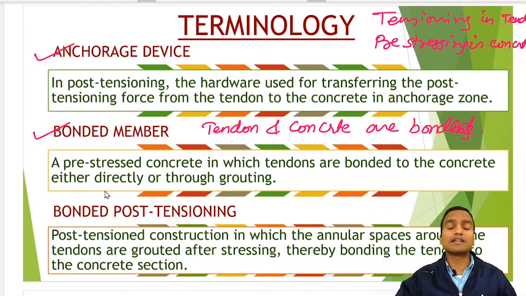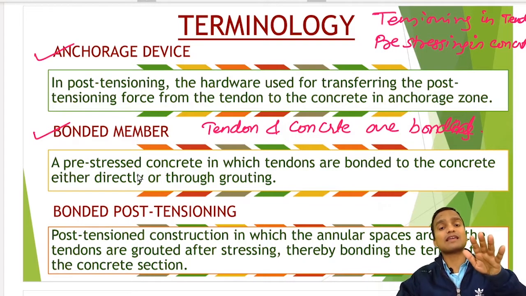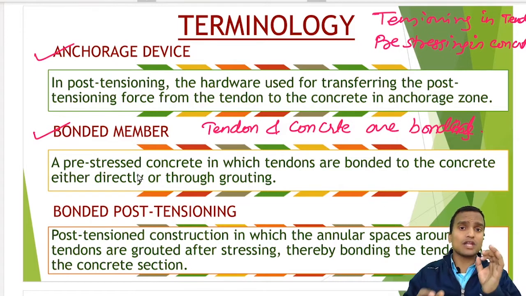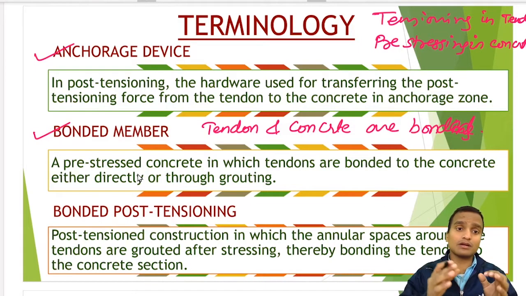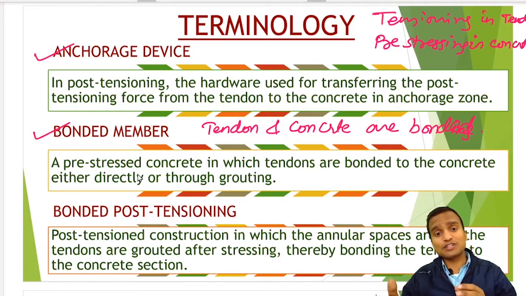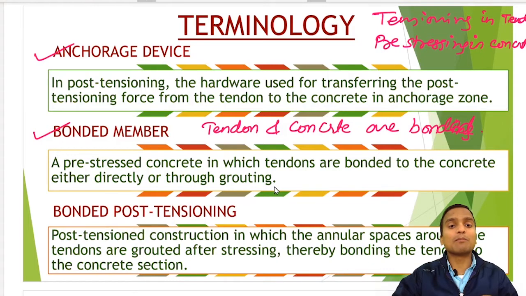See, the tendons are bonded in case of pre-tensioning, because first of all we lay down the tendons and then we pour the concrete. So naturally there will be a direct bond between the tendon and the concrete, but in case of post tensioning we have to do the bonding through grouting only. So this grouting is injecting the concrete slurry into the ducts.